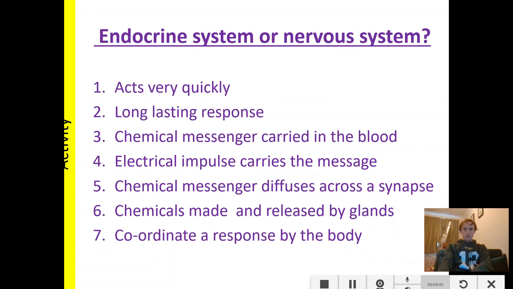So, the next bit is to be able to understand the differences between the endocrine system and the nervous system. And again, I'd like you to write down these 7 points, and next to each one, either write endocrine or nervous. Pause me, please, and do that.